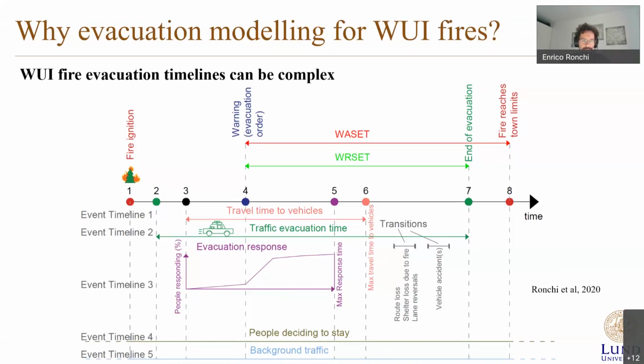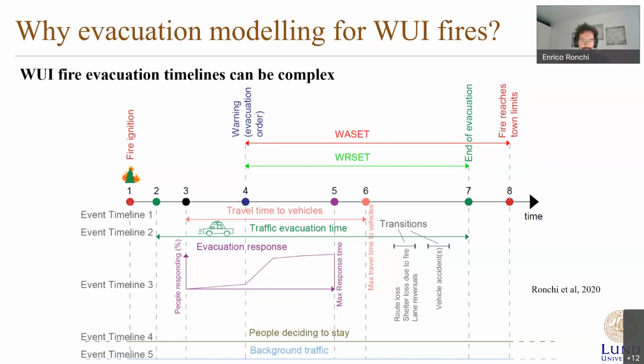And at the same time, we may have people that have to travel to reach their vehicles. Sometimes it's not even as simple as just people reaching their vehicles and going towards a shelter or a safe place, but it might include a set of activities that people will do, for instance, to fetch family members and so on. So it's really not straightforward to understand the timelines of wildfire evacuation, and those are linked also to possible events that might affect to a large extent the outcome of an evacuation.